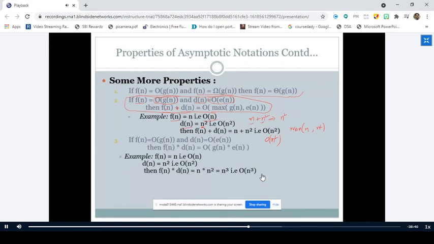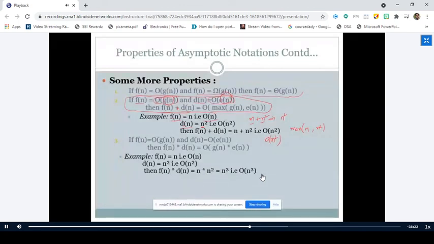Now if I combine these two functions f of n and d of n using a plus operator, then the final result will be big O of max of g of n comma e of n. So whatever values you have for g of n and e of n, you take the maximum value. That will be the result. Is it right or not?